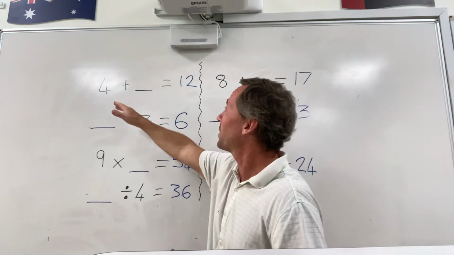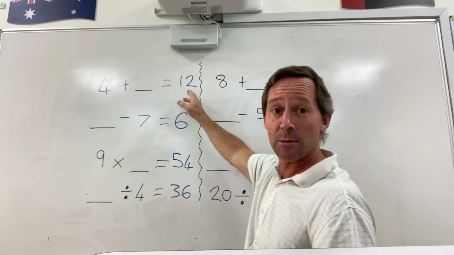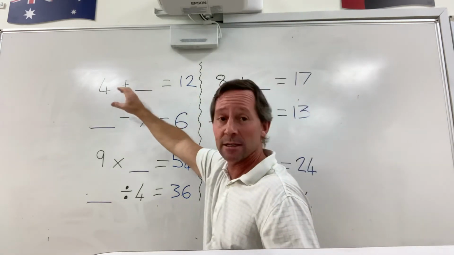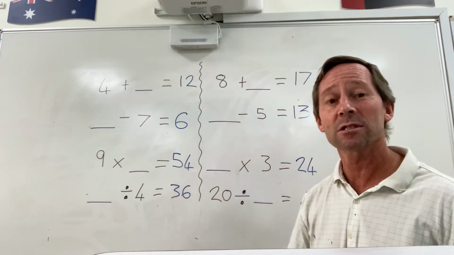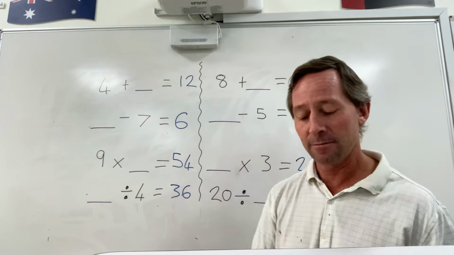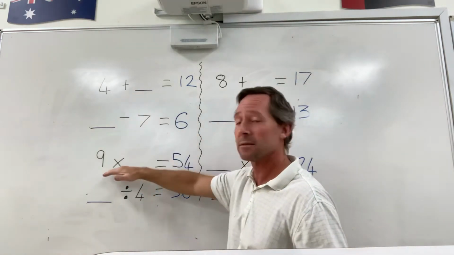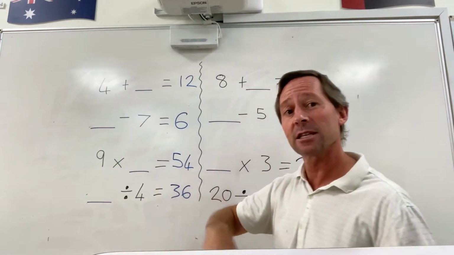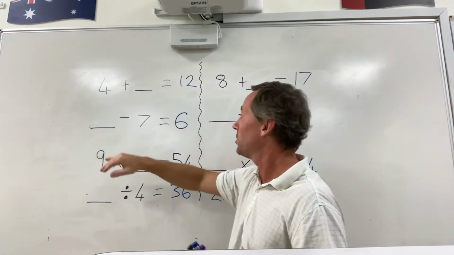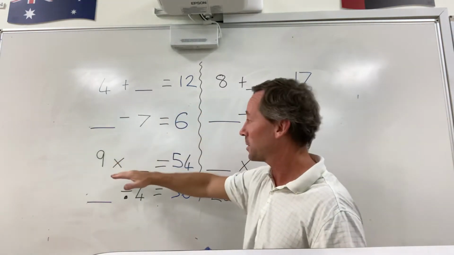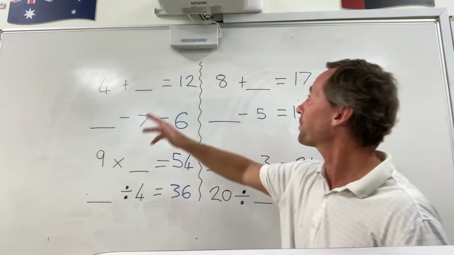Some people might do 4 plus something equals 12, so maybe they might count up to 12. Other people might do the opposite to what this symbol is, which is a plus. Another word for the opposite is inverse. So the inverse operation, in operations we have the symbols plus, minus, multiplication, division. So there's an inverse for each operation. You look at the opposite to plus, the opposite to minus, the opposite to multiply, the opposite to divide.